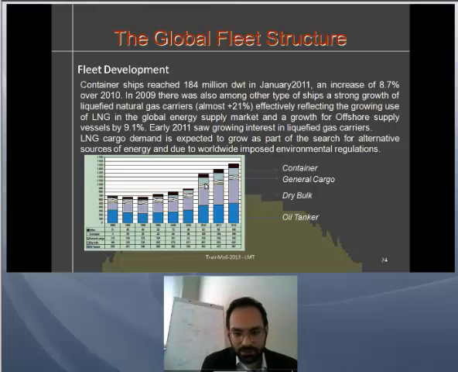For general cargo vessels, the development is more or less similar through the years, and we can also say that it's dropping a bit because of the movement of cargo through generalized container vessels or multi-purpose dry bulk carriers.